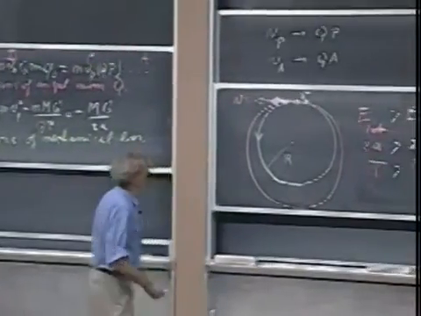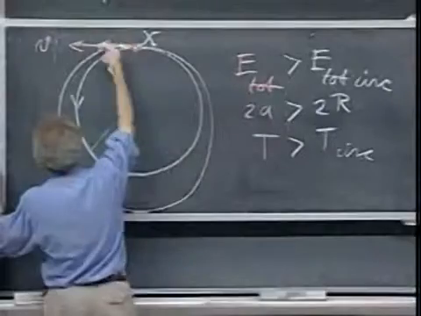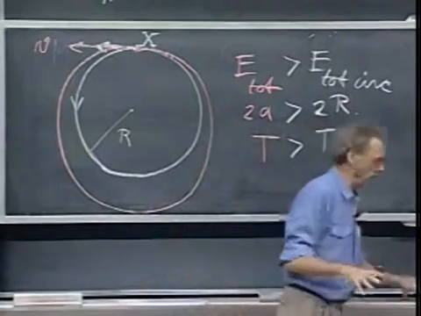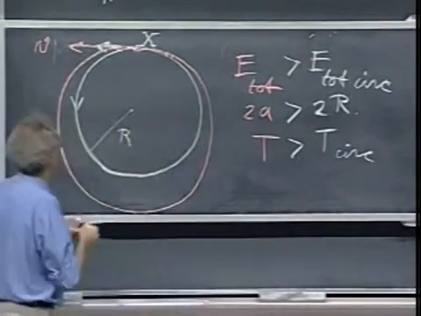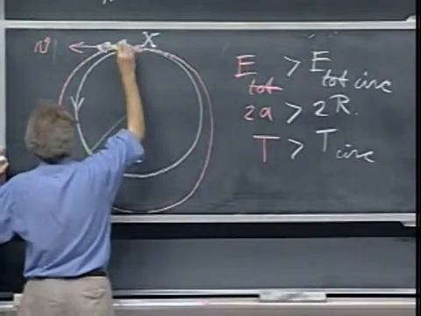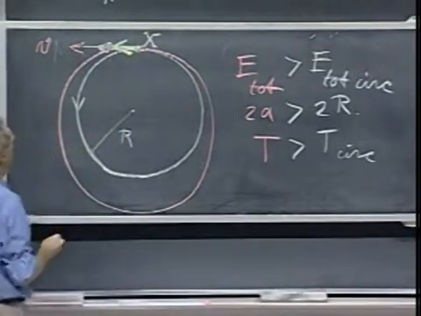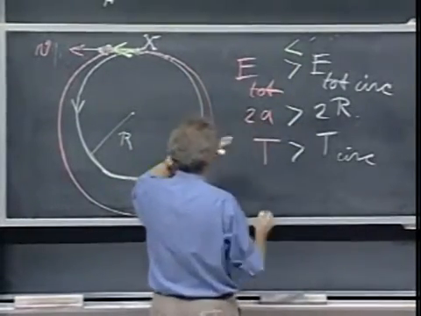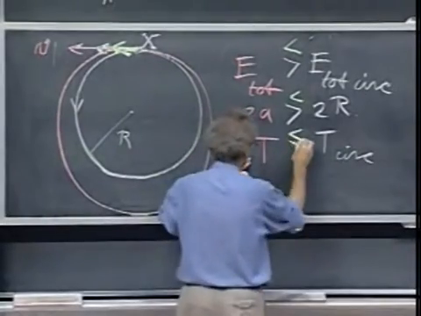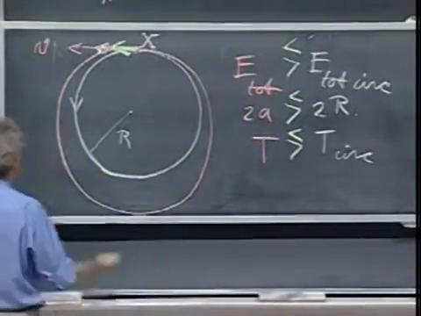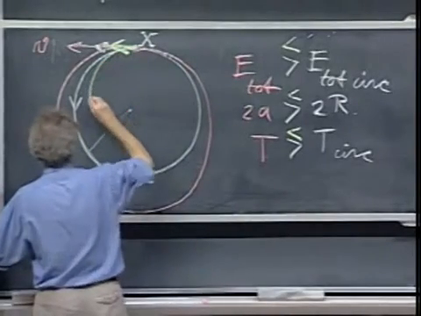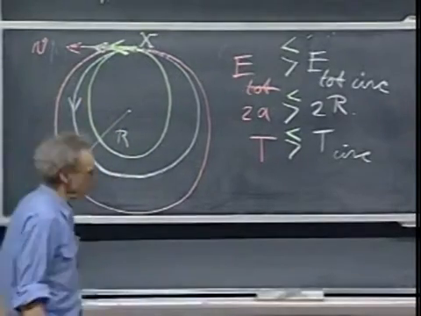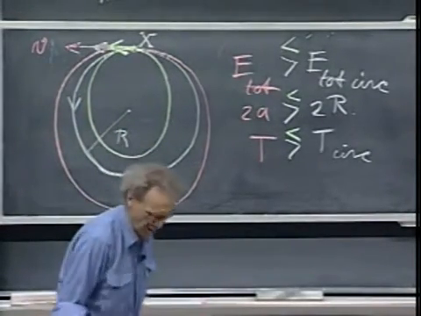My other option is that I'm going to fire the rocket when I spew out gas in this direction, so I take kinetic energy out. So after the burn, my speed is lower. I have taken kinetic energy out. When I take kinetic energy out, the total energy is going to be less than the circular energy. 2a will be less than 2r, and the orbital period will be less than the circular orbital period, and therefore my new ellipse will look like this.